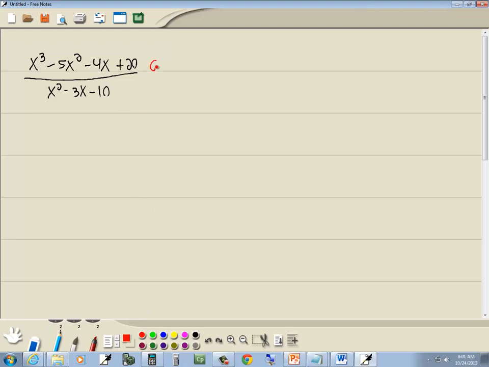Now the top part is four terms, so you have no choice: you have to use grouping. The bottom part is the PST, x squared with no number in front of our x squared. Let's look at the top part first. We've got x to the third minus 5x squared minus 4x plus 20.